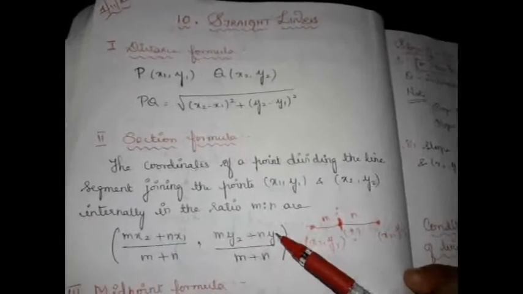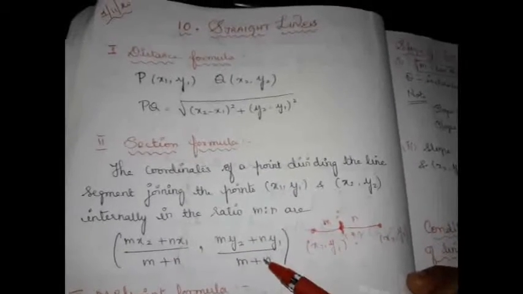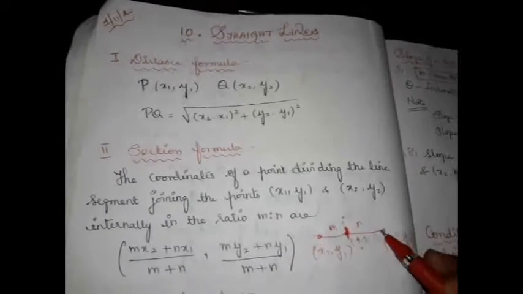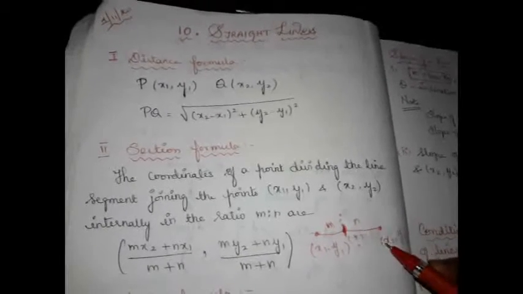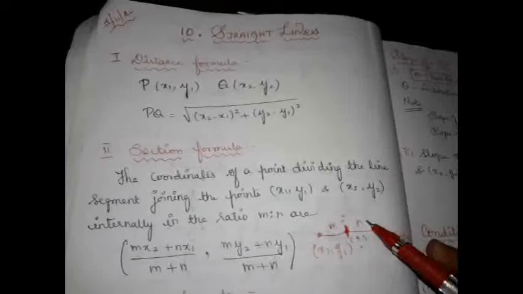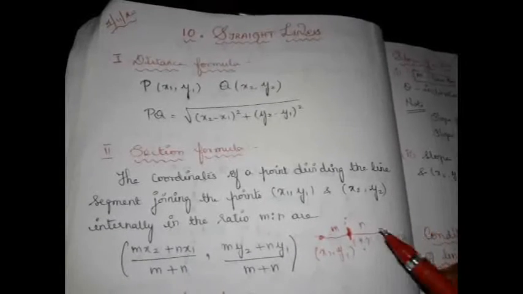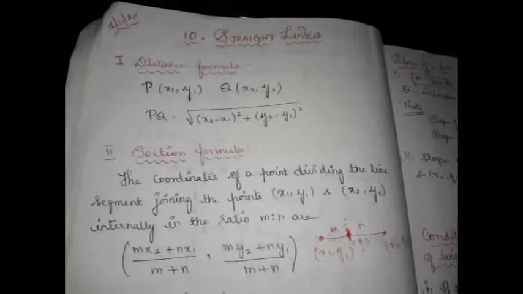The coordinates of this point are given by (mx2 plus nx1) divided by (m plus n), comma (my2 plus ny1) divided by (m plus n), when it divides internally. So the coordinates of a point dividing the line segment joining the points x1, y1 and x2, y2 in the ratio m is to n are (mx2 plus nx1) divided by (m plus n), comma (my2 plus ny1) divided by (m plus n). This is called the section formula. These things we have learnt in our previous class.